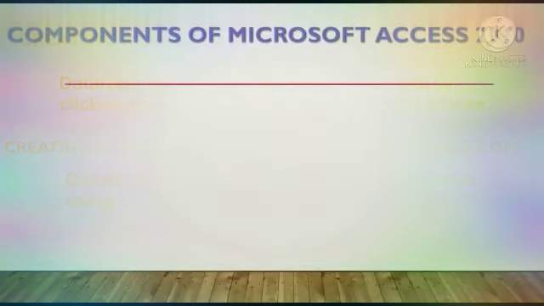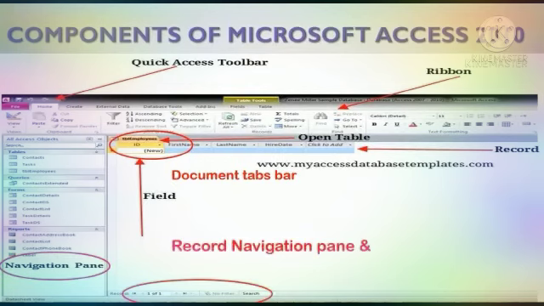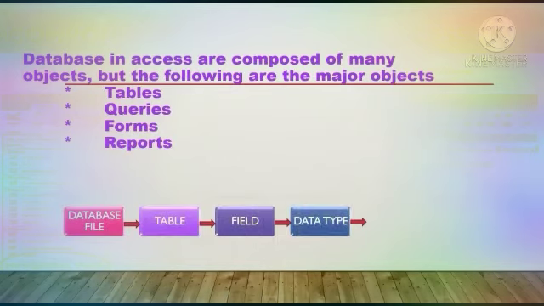Here we are going to discuss the components of Microsoft Access. All the open objects are displayed on the Documents tabs bar. The objects are displayed in the navigation pane. We can see the record navigation pane and record search box at the bottom of the window. Databases in Access are composed of many objects: tables, queries, forms, reports. Here we are going to see tables.